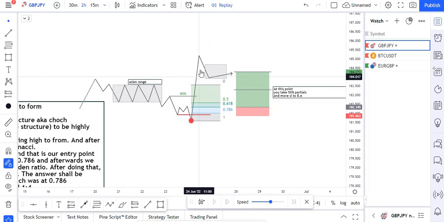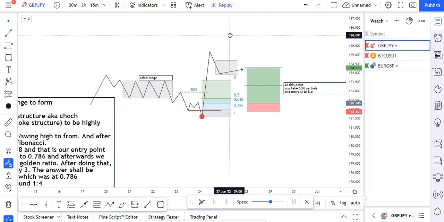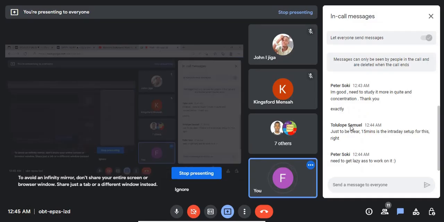So you want to have an entry before the next Asian range forms. You don't want one Asian range forming, then two, and then price coming back here and then checking an entry there. No, we don't want that. You have to have an entry before the next Asian range forms. So that is pretty much an intraday setup, and you can trade that. Any further question you can ask me.